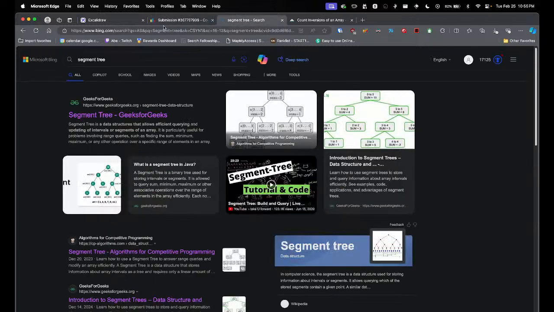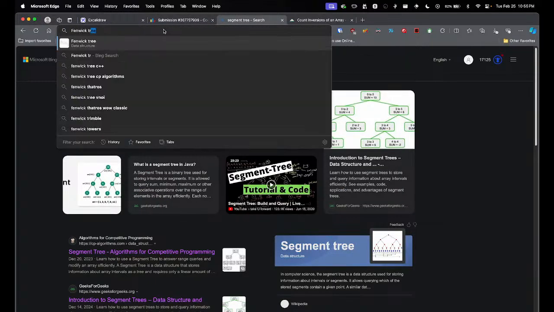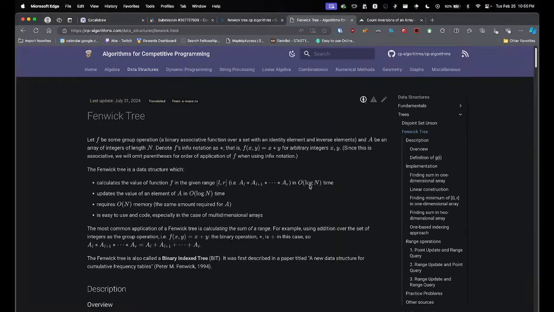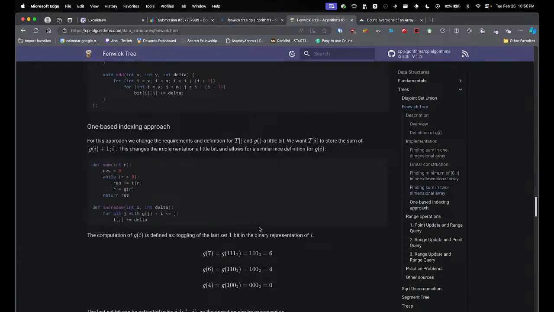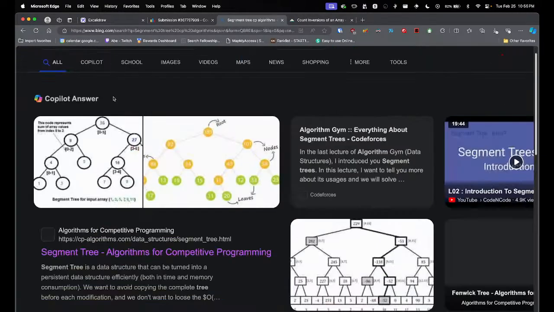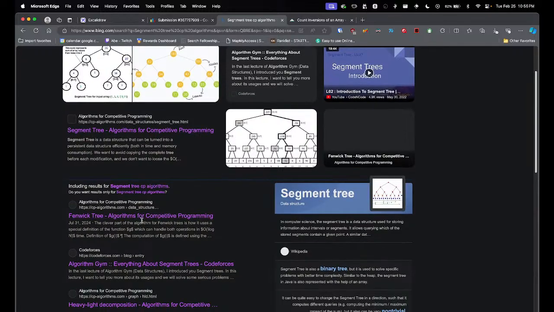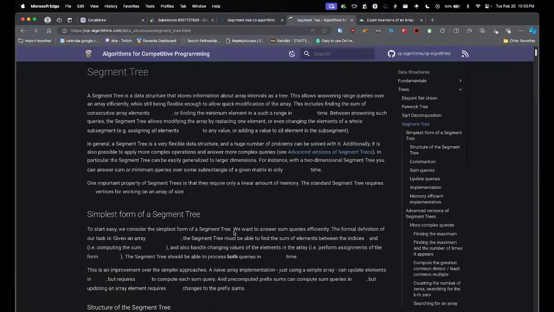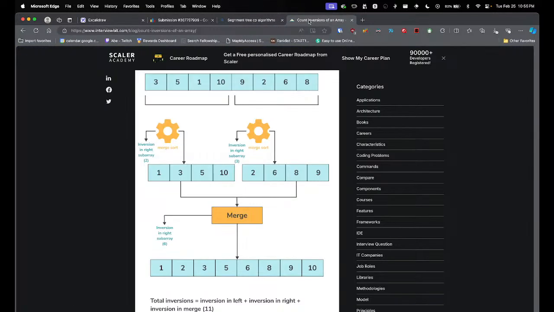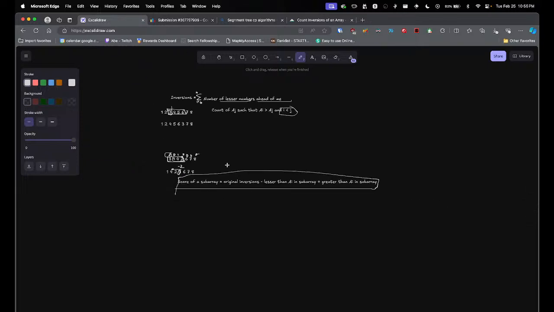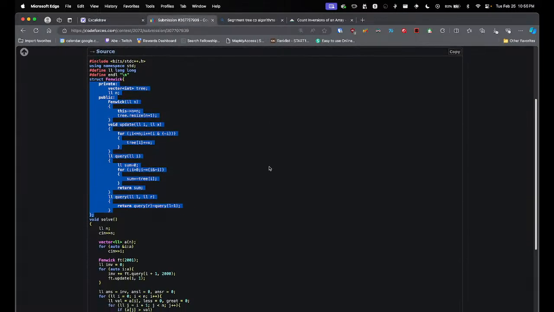You can just search Fenwick tree CP algorithms, and you'll get this blog. You can also search on YouTube. There are many videos on this. Same thing for segment tree, CP algorithms has it as well. All right, so thank you. And for count inversions, I'll just mention Fenwick tree. You just read up on it, you'll understand a bit.